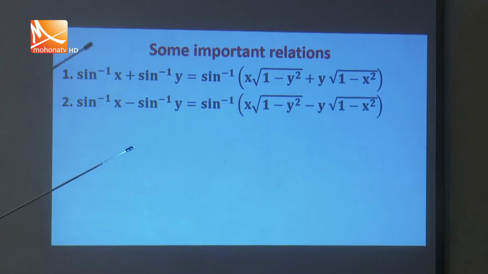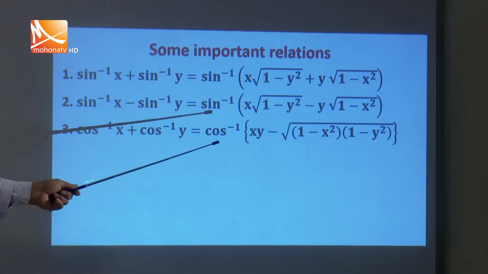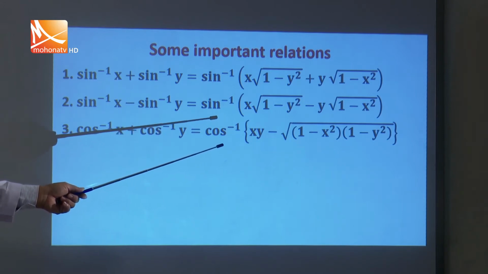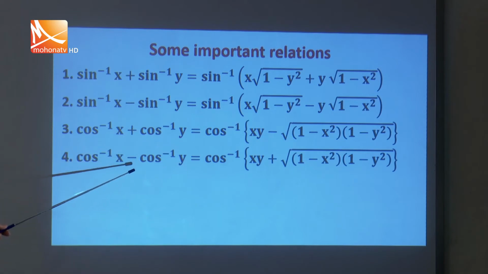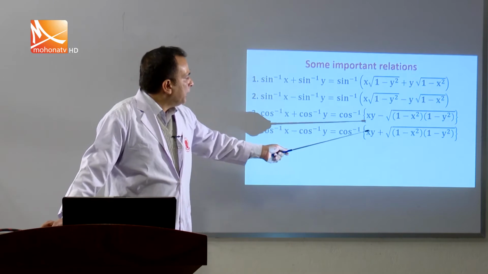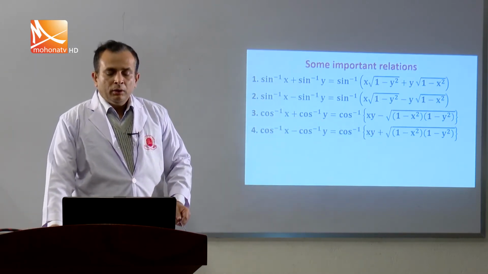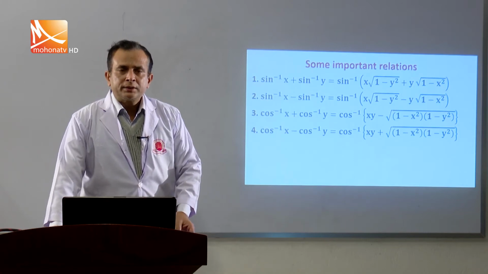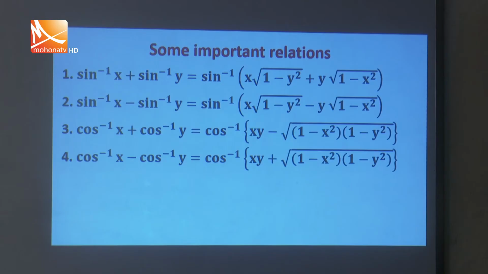Now we would like to see cos inverse x plus cos inverse y equals to cos inverse of xy minus root 1 minus x square into 1 minus y square. Then cos inverse x minus cos inverse y equals to cos inverse of xy plus root 1 minus x square into 1 minus y square. Okay, we would like to see the next slide and some more important relations on inverse trigonometric function.